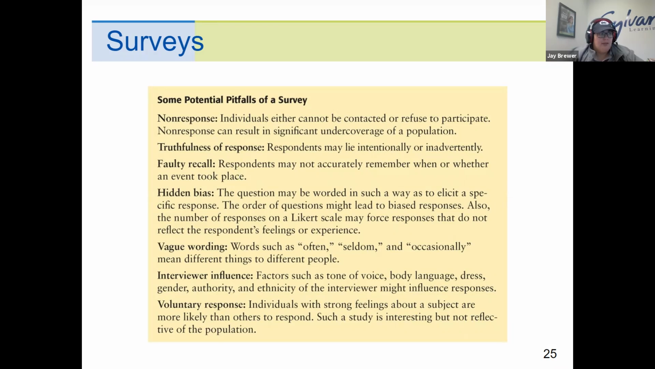That probably happens more rarely, only because I can't really think of any research where you would need to know that. Hidden bias. This happens a lot. The question may be worded in such a way to elicit a specific response. The order of the questions might lead to biased responses. Also, the number of responses on the Likert scale may force responses to not reflect the respondent's feelings or experience. That happens a lot.